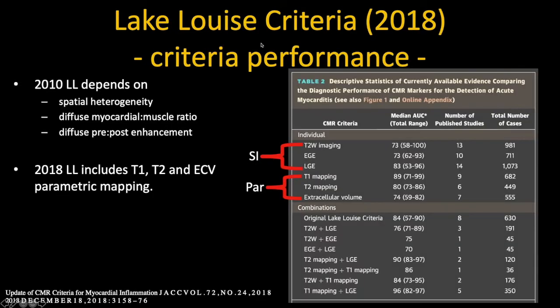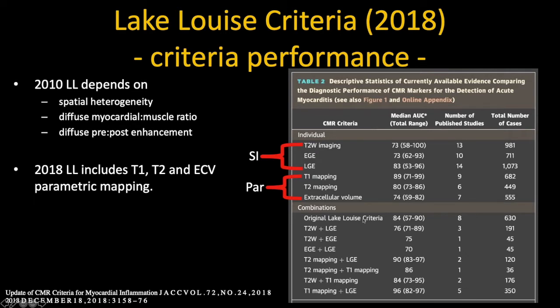And when you compare the old Lake Louise to the new Lake Louise, the new Lake Louise retains the T2 weighted imaging, early gadolinium enhancement and late gadolinium enhancement, but it adds these parametric maps. It's basically a way of creating an internal standard, or it just makes it a little more quantitative, but you can see that the gains are modest. So this is area under the curve accuracy here.